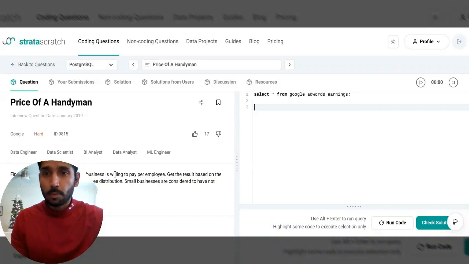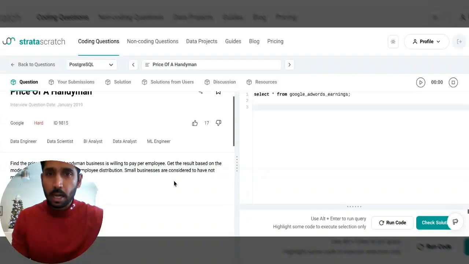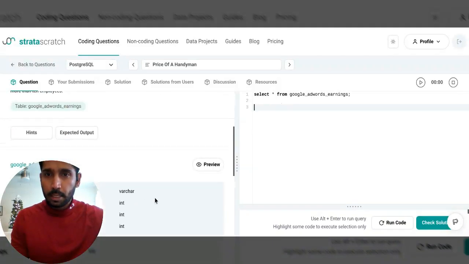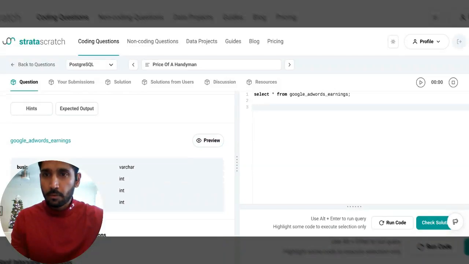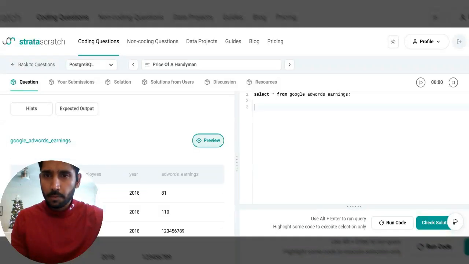Find the price that a small handyman business is willing to pay per employee. Get the result based on the mode of the AdWord earnings per employee distribution. Small businesses are considered to have not more than 10 employees. Okay. Do want to take a quick look at the table. It has four fields. We have a single table. Let's take a quick preview at it.